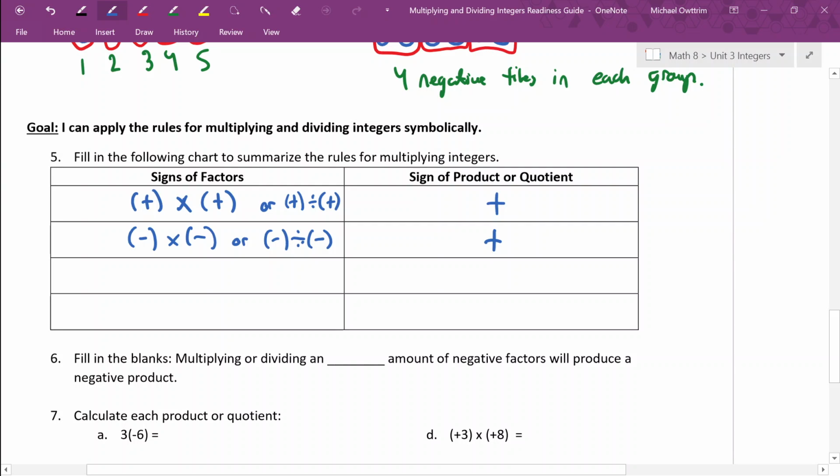If we have different signs, so one of them positive and one of them negative, our product or quotient is negative. And again, the order doesn't matter there. As long as they are different signs, the product or quotient is negative. Again, these other ones apply to division as well.